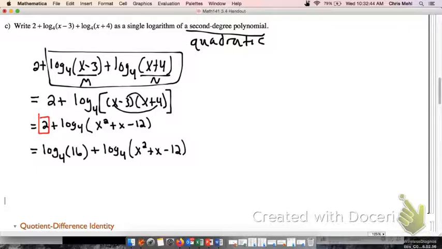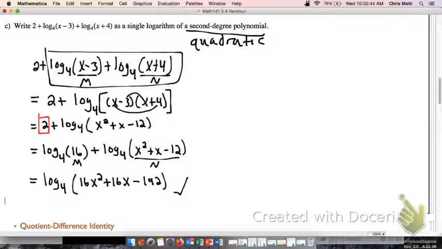And finally, the last step, I can combine this to a single logarithm, thinking of 16 as M and that quadratic as N. So I can do a single logarithm and multiply together, and I'm going to distribute at the same time 16 times x squared plus 16 times x minus 16 times 12, which is 160 and 32. I believe you'll get a minus 192. I have now used the product to sum property and combined the original expression to a single logarithm.